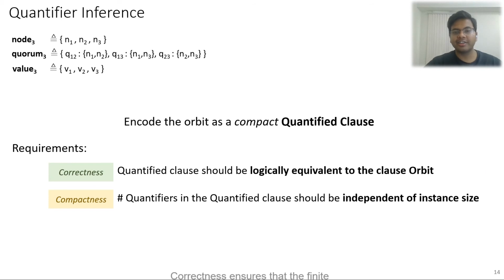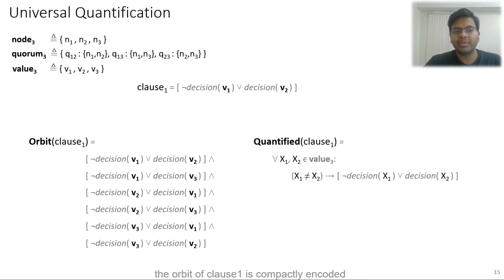Correctness ensures that the finite incremental induction procedure is always guaranteed to be correct, while compactness ensures that whatever learning we are performing is not specific to the current instance size and it generalizes to the unbounded protocol as well. For example, the orbit of clause 1 is compactly encoded with two universally quantified variables like what we have here.